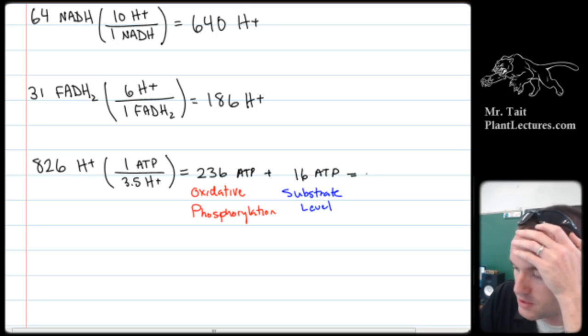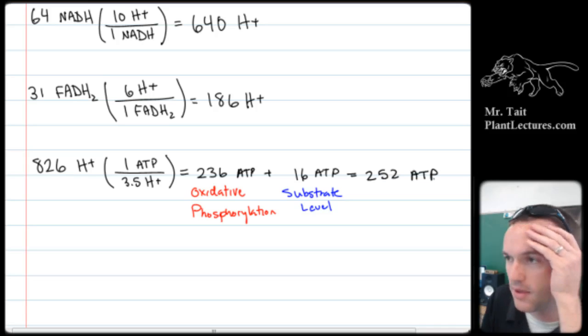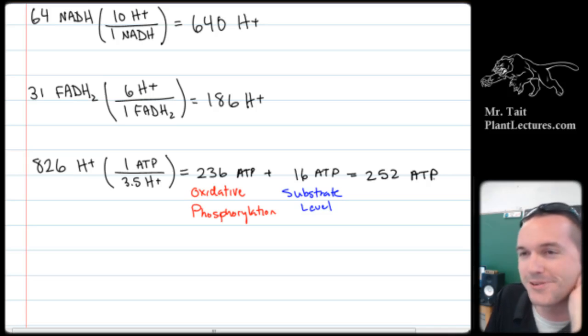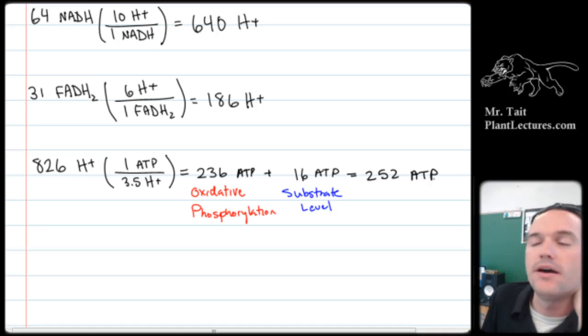And so that gives us 252 ATP. That's a lot, right? How many did 1 molecule of glucose make us? 36 versus 252. Fats are pretty energy dense. Now, it's not as energy dense as it seems, right?